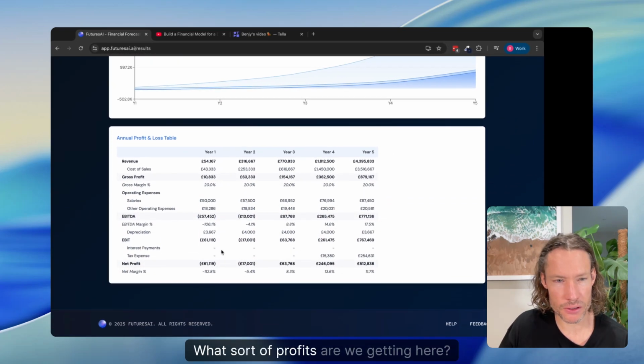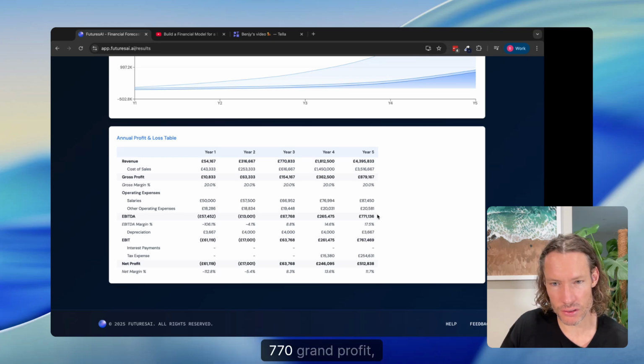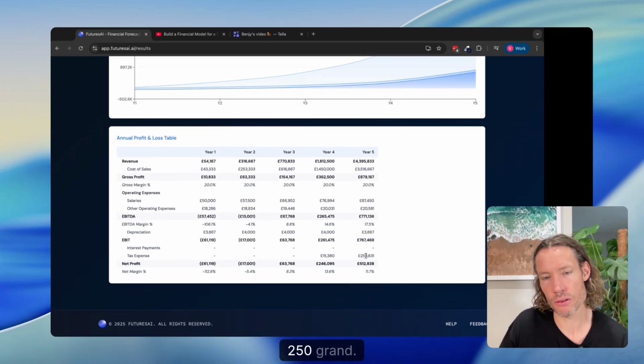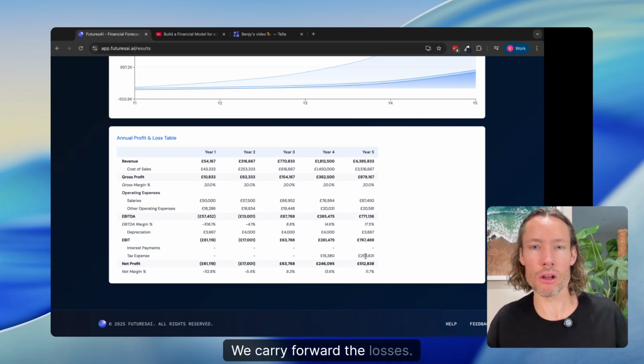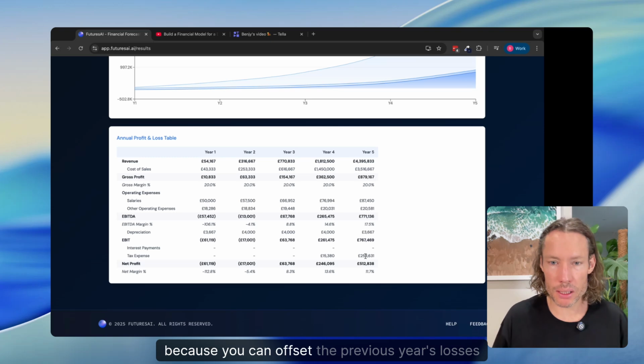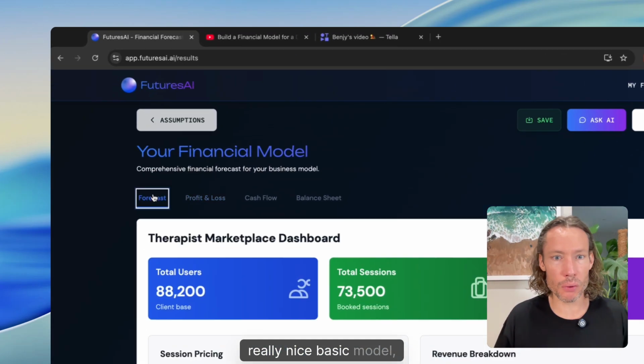And what sort of profits are we getting here? EBITDA, so we're loss making 60 grand year 1, break even around year 2, 3. Okay, and then steadily getting into profit, 770 grand profit, which is going to mean a chunky tax bill, I think. Yeah, 250 grand. We carry forward the losses. So we don't pay tax the moment we enter profit because you can offset the previous year's losses. But as we can see, really nice basic model.